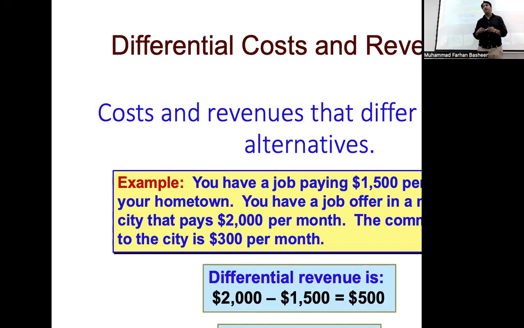For example, you are Jhang based, I'm Multan based, and he's from Kamoke. If I'm blessed to have a job in Multan, which is paying me, for example, $150,000, but another job in Lahore is paying me $250,000, which will I prefer? Well, this is a very simple differential cost.